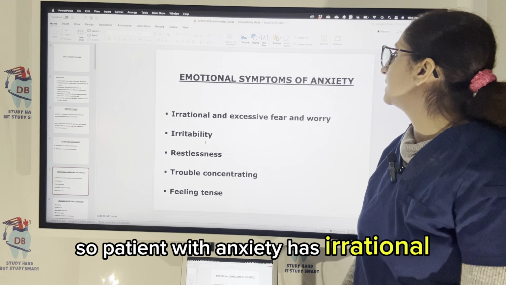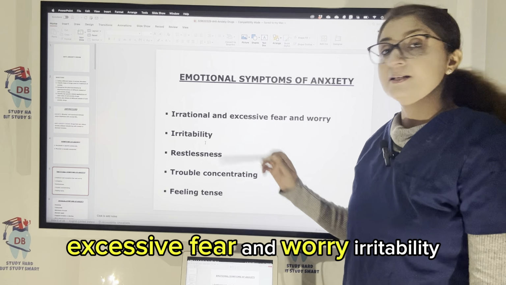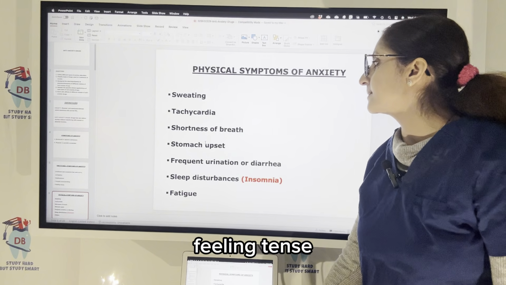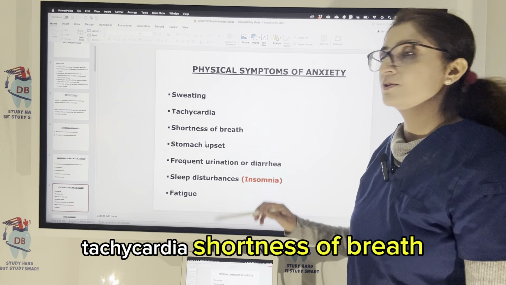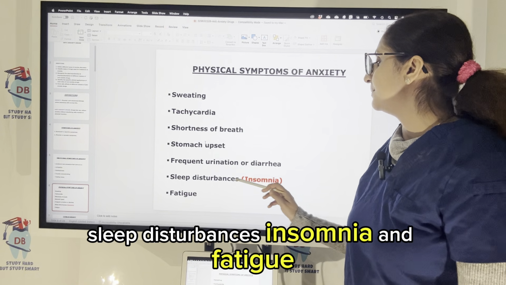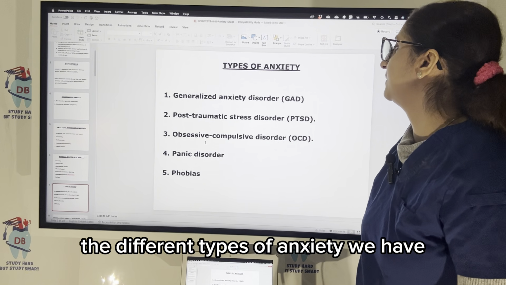So a patient with anxiety has irrational, excessive fear and worry, irritability, restlessness, trouble concentrating, feeling tense. Physical symptoms of anxiety, students, can be sweating, tachycardia, shortness of breath, stomach upset, frequent urination or diarrhea, sleep disturbances, insomnia and fatigue. The different types of anxiety we have, students.